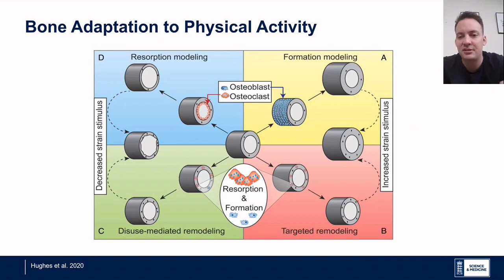How does this adaptation happen? So we know that osteocytes can be stimulated, and from this they can cause 4 pathways to happen. 2 of these occur in an increased strain stimulus environment on the right through formation modeling or targeted remodeling. This acts to try to increase the resilience of bone, increase the strength, whereas in a decreased strain stimulus environment, we get resorption modeling and disuse mediated remodeling, and this acts to decrease the strength of bone, but to also improve the metabolic cost of bone.